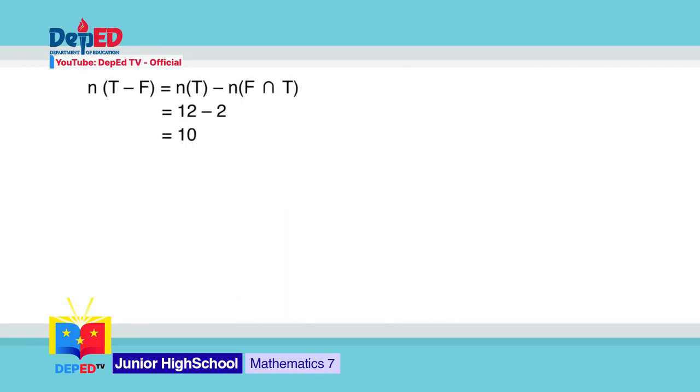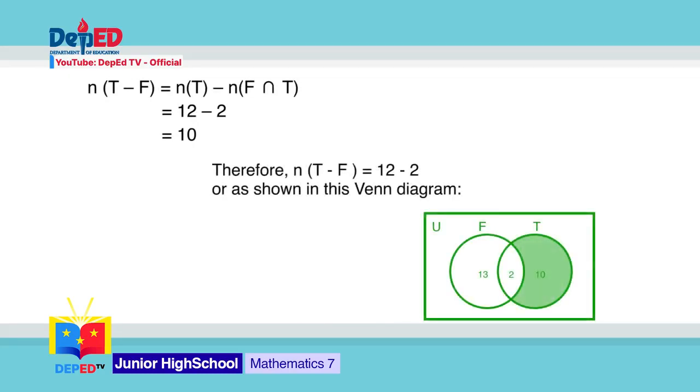To answer the second question, similarly, we just identify the number of elements in T that are not included in F. Thus, we just subtract 2 from 12, since there are 2 students who had used both sites and are also elements of F. Now, with each subset in the Venn diagram accounted for, we can enter the cardinal number for each identified region in the 2 circles of our Venn diagram.